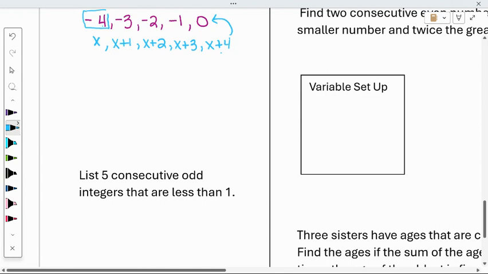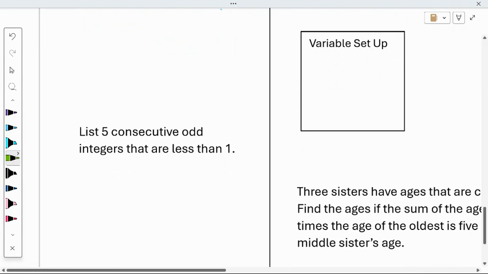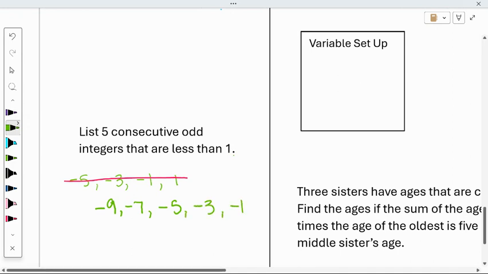Last one, 5 consecutive odd integers that are less than 1. So they've got to be odd. So if we start at negative 5, what's the next one going to be? Negative 3. And the next one? And the next one? It's going to be 1. We don't have 5 of them in a row, so we can't use that. So it just means we need a smaller negative number. Negative 9. Yeah, I think that'll work. Negative 9, negative 7, negative 5, negative 3, and negative 1.